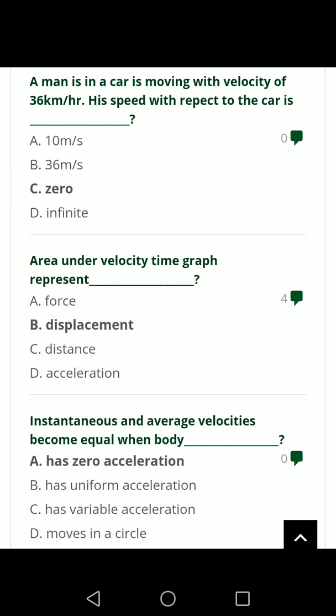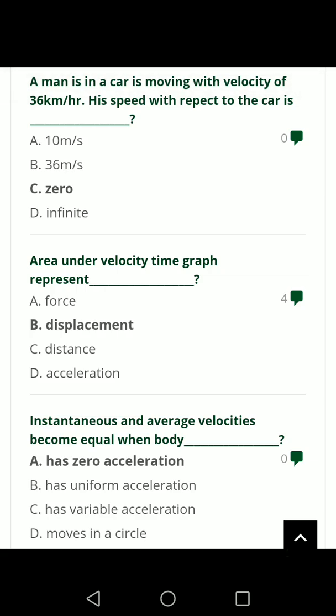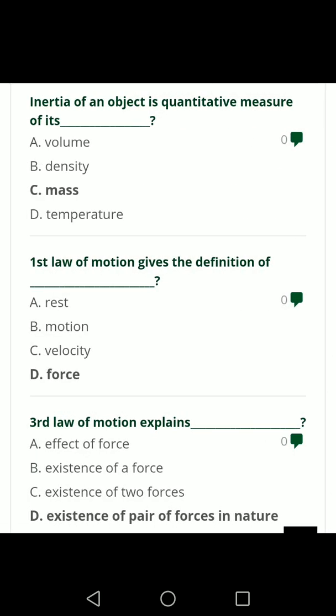Displacement की definition हम ऐसे कर सकते हैं: the shortest distance between 2 points is known as displacement. The area under velocity time graph represents displacement. Instantaneous and average velocities become equal when the body has 0 acceleration.